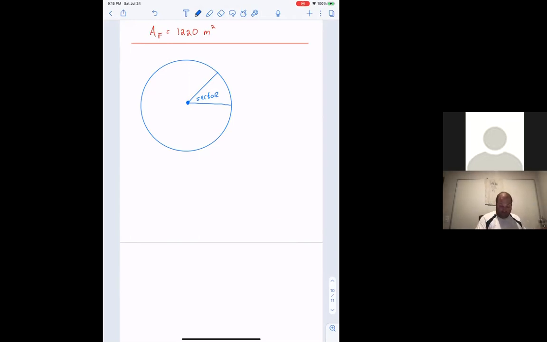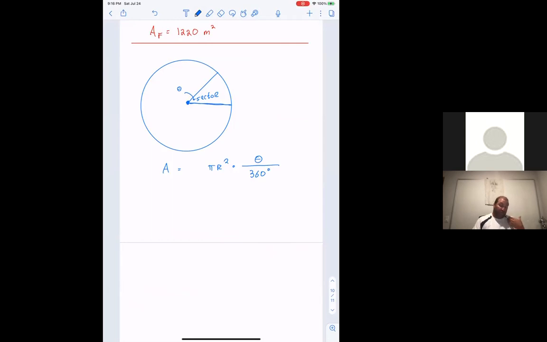And without looking at the formula, because you don't want to have to rely on it if you don't need to, notice that there's going to be some angle. This here is going to be some angle theta. And we know that the area of a whole circle is pi r squared. Well, we're not using the whole circle. We're using a fraction of the whole circle. And what is that fraction? It's the angle divided by 360 degrees.